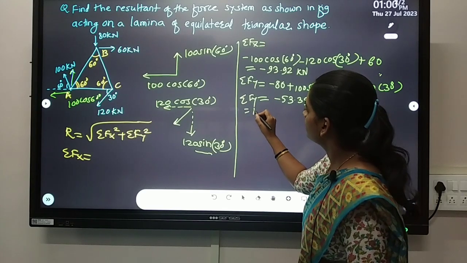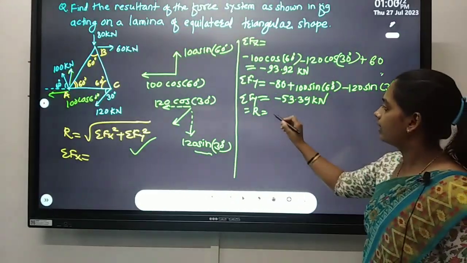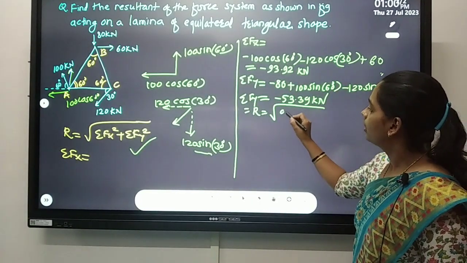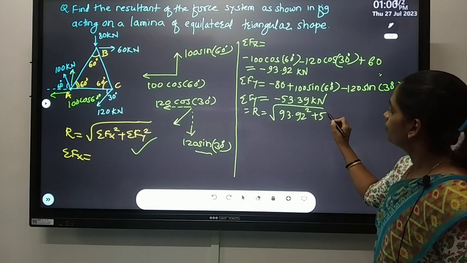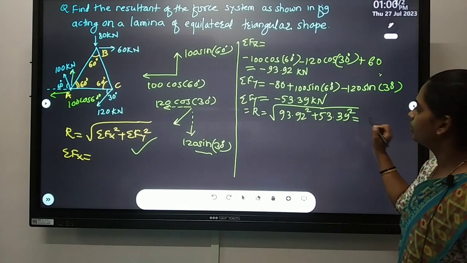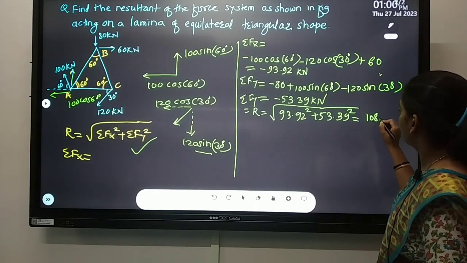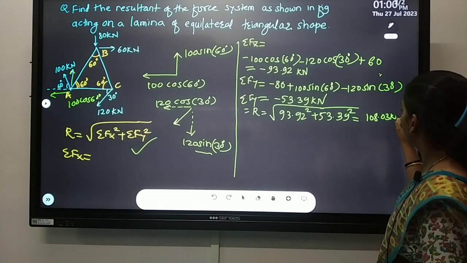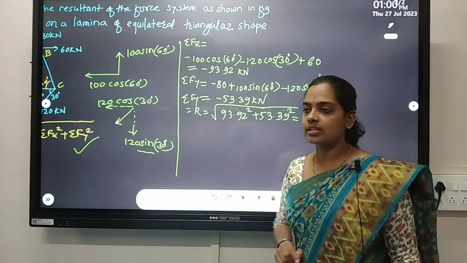Then calculate R, just put into the formula for this and tell me the value for R. R is equal to under root 93.92 square plus 53.39 square. What is the value? 108.03 kilonewton. Okay. They have also asked what is the position of the resultant.